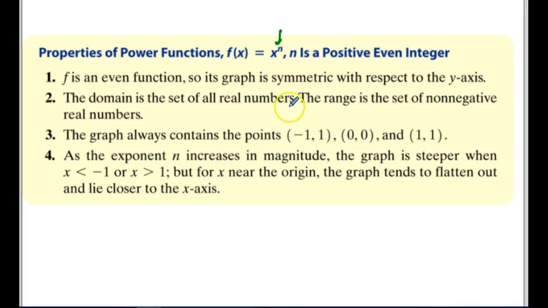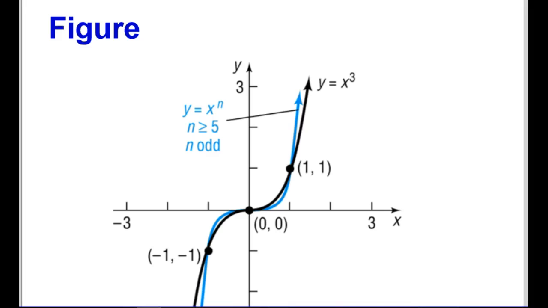My domain is going to be all real numbers, and the range is going to be all non-negative real numbers, so it's going to be greater than or equal to 0. My graph will always contain the points the origin, (-1, 1), and (1, 1). And as the exponent increases in magnitude, the graph is steeper, but closer to the origin, it flattens out. So just what we looked at on that last page.